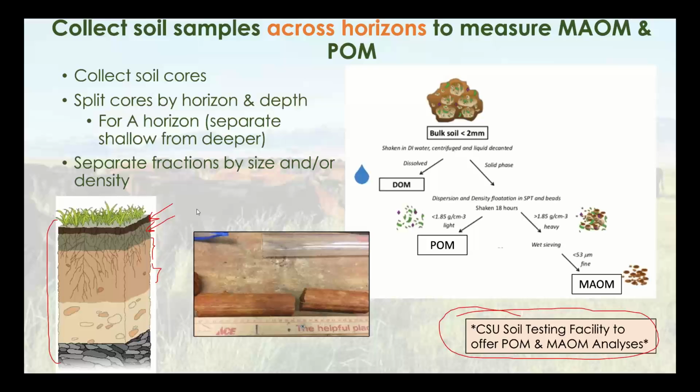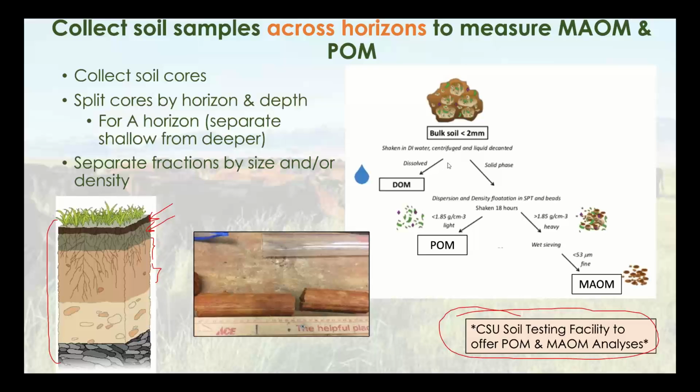So that's what we like to recommend, so that you're capturing those changes that would not be captured if you're just sampling by depth. To separate these fractions, when we take the cores back into the lab, you can separate them either by density or by size, or both. But what do I mean by separating by density?